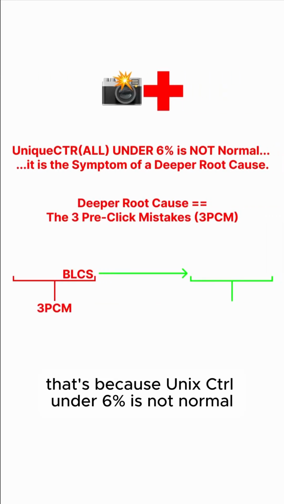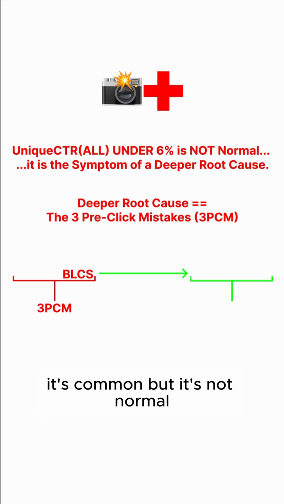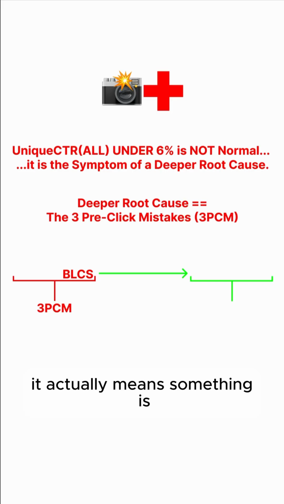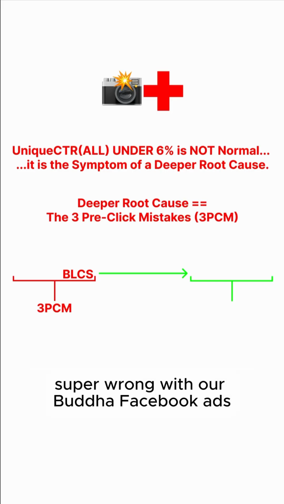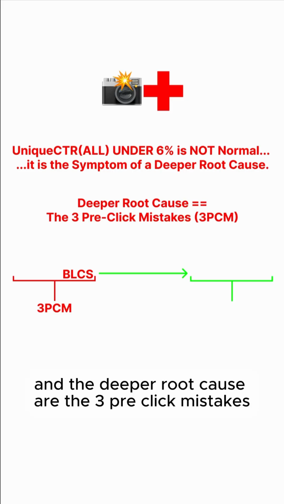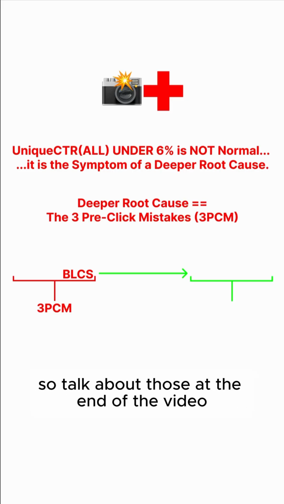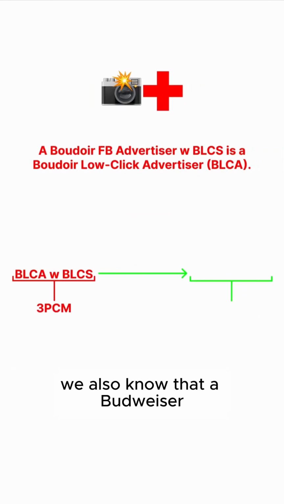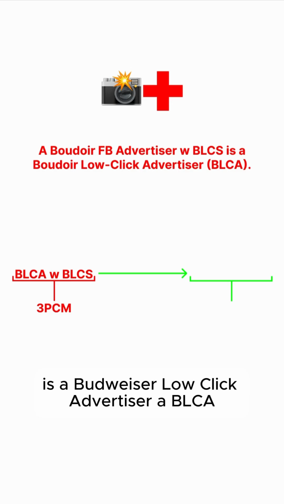That's because unique CTR under 6% is not normal. It's common, but it's not normal. It's actually the symptom of a deeper root cause. It actually means something is super wrong with our Boudoir Facebook ads. And the deeper root cause are the 3 pre-click mistakes. So we'll talk about those at the end of the video. We also know that a Boudoir Facebook advertiser with BLCS is a Boudoir low-click advertiser, a BLCA.